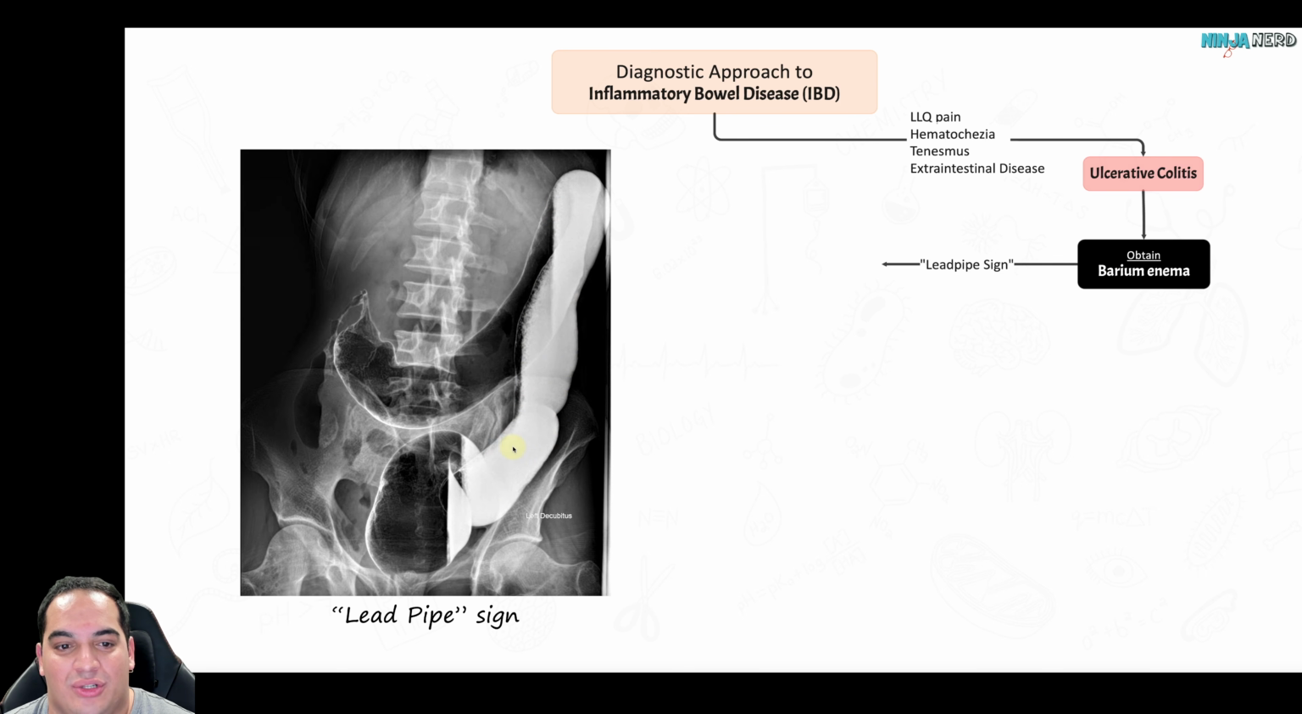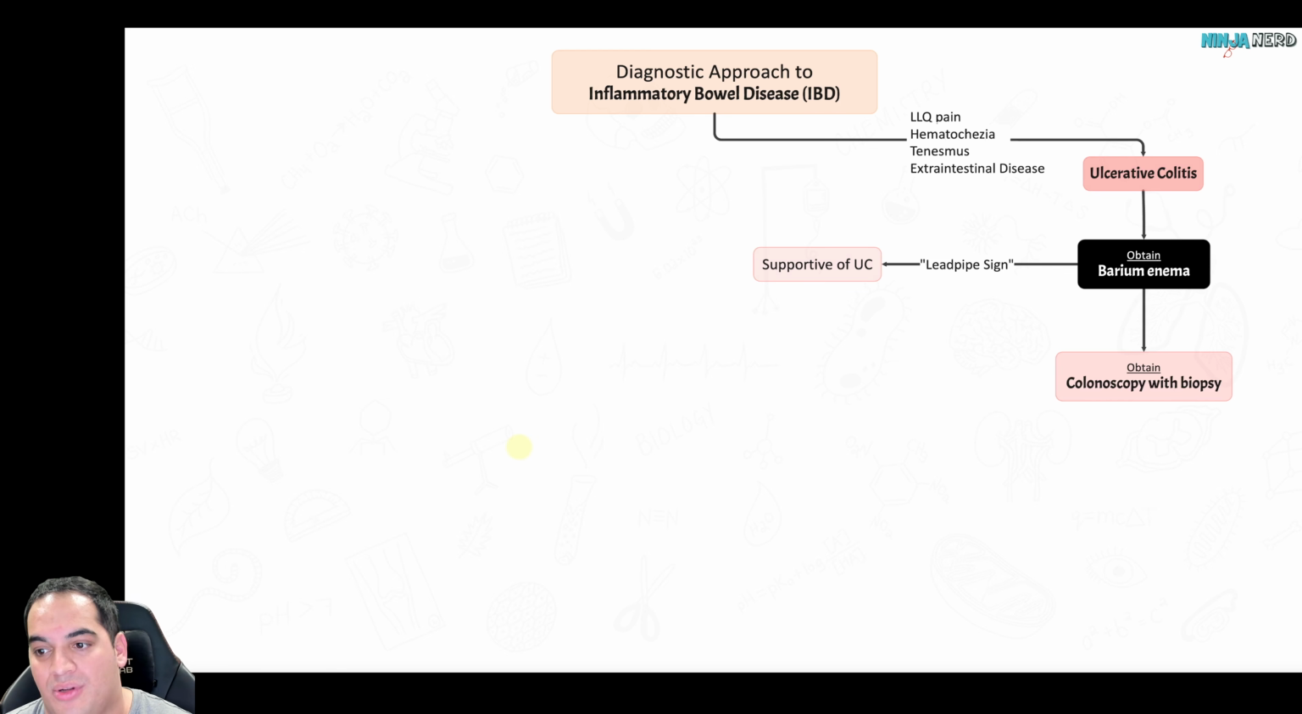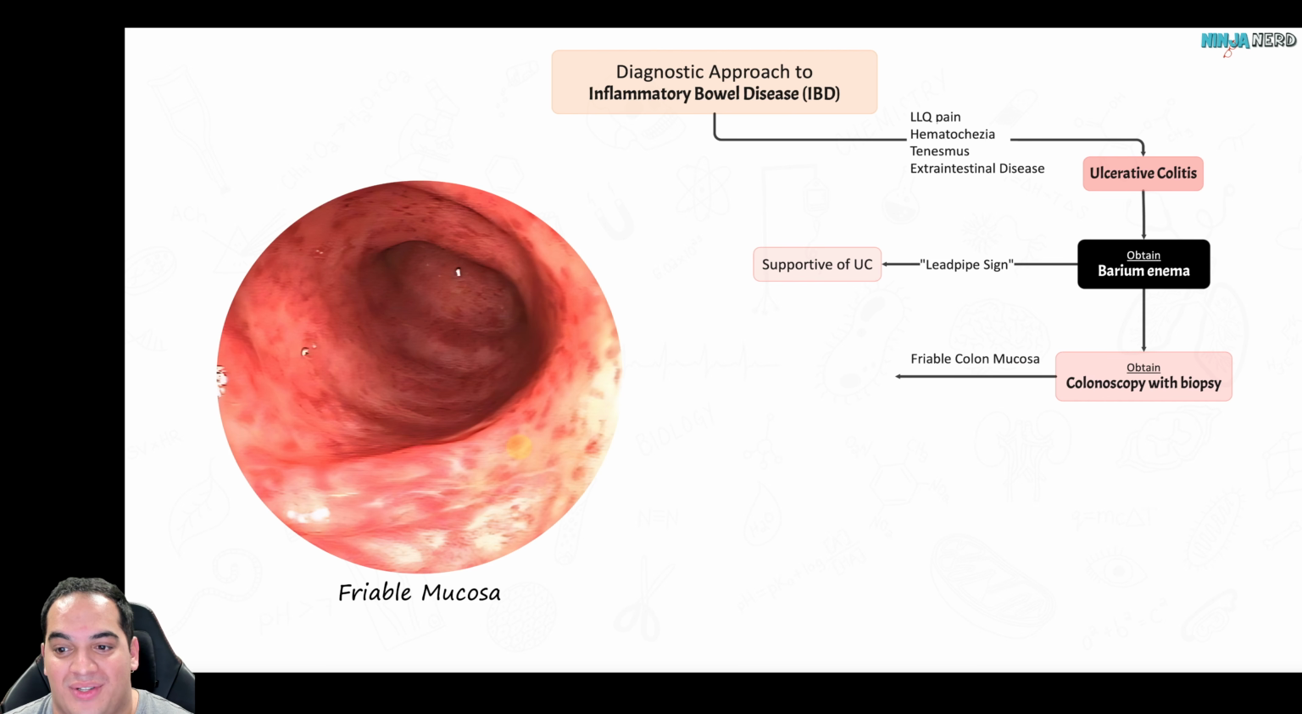And so these patients lose their haustra and they develop what's called a lead pipe sign on their barium enema, which is very supportive of UC, but it's not completely diagnostic. What is the most diagnostic test is to obtain a colonoscopy, because then I'll visualize all the lesions. I'll go in and I will see a very friable colonic mucosa that looks just like this.